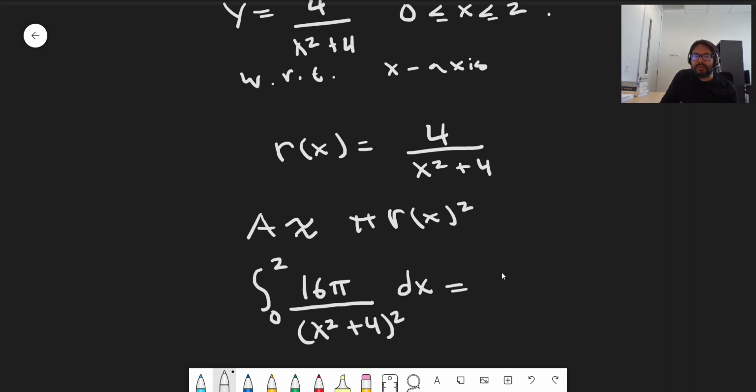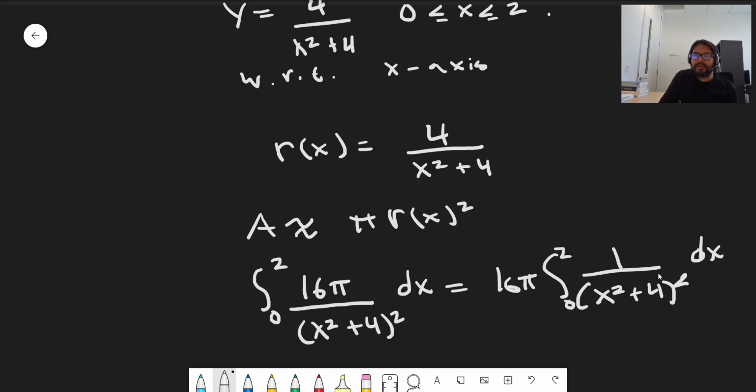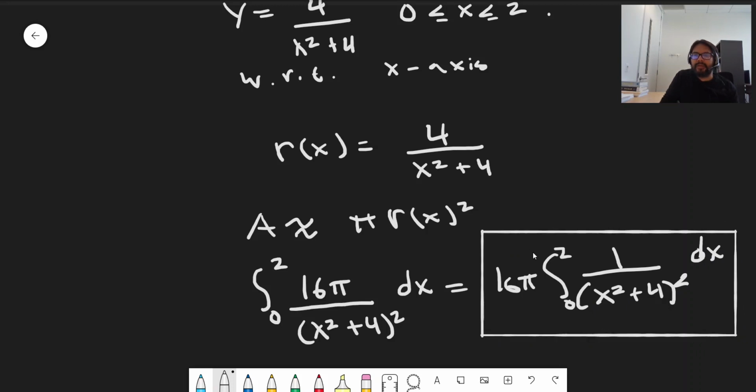Now, of course, the constant 16 pi can be removed, and you have that it's just times the integral of 1 over x squared plus 4 to the second power, and then you have that it's going to be dx. Okay, so once you get up to this point, it's just a matter of how do you integrate this equation, because you have x squared plus 4.